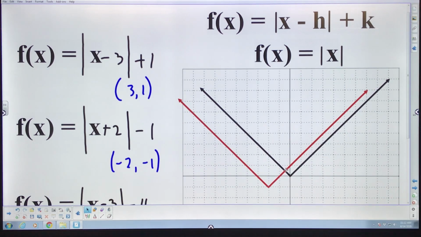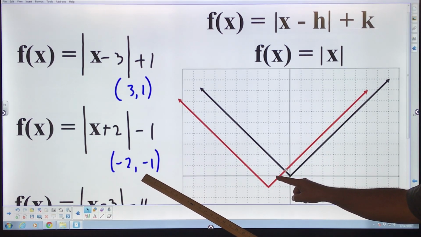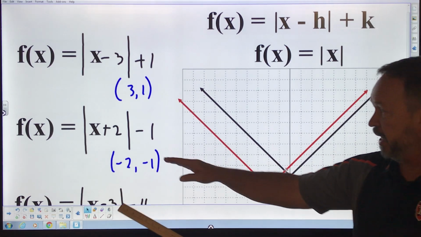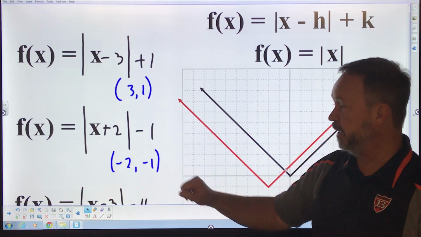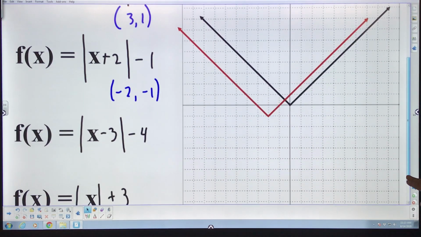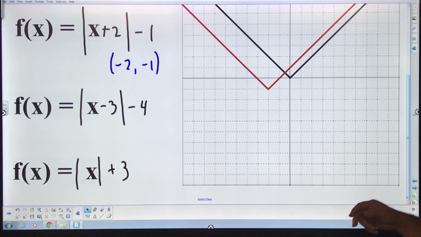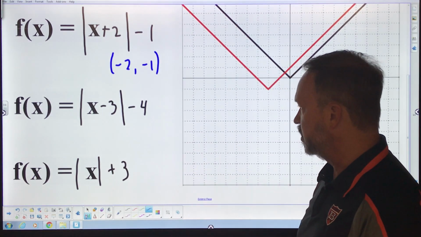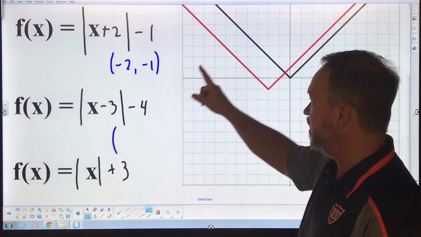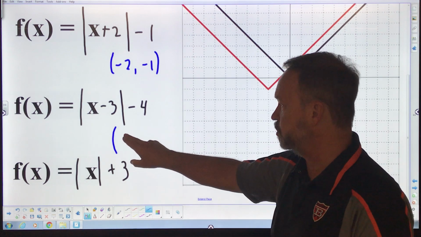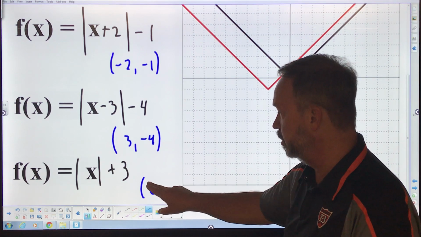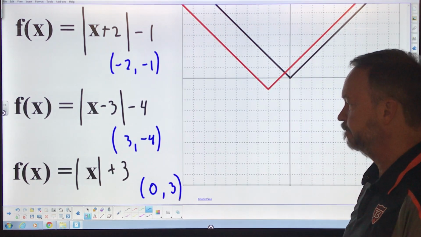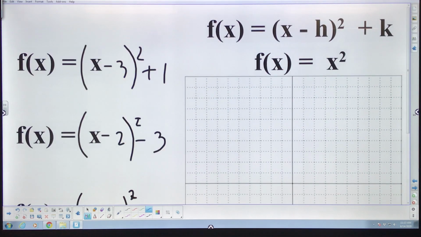We said -4, 1. Let's put in -2, which is supposed to give us -1, right? Put in -2, you get 0. Absolute value of 0 is 0. 0 minus 1 is -1. It works. And we could go on with these. I probably won't graph them all, but I'll just go through the HKs with you so that you can see it. So what's the h here? Remember, it's x minus h plus k. So the h is 3, the k is -4. Here, the h is 0, the k is 3. HK. You've got to be able to do that.